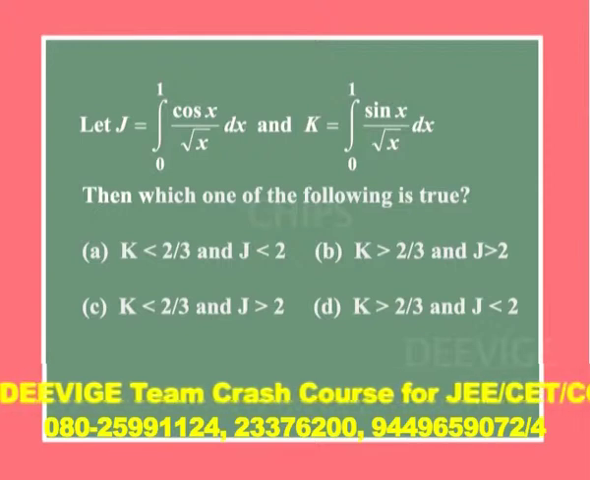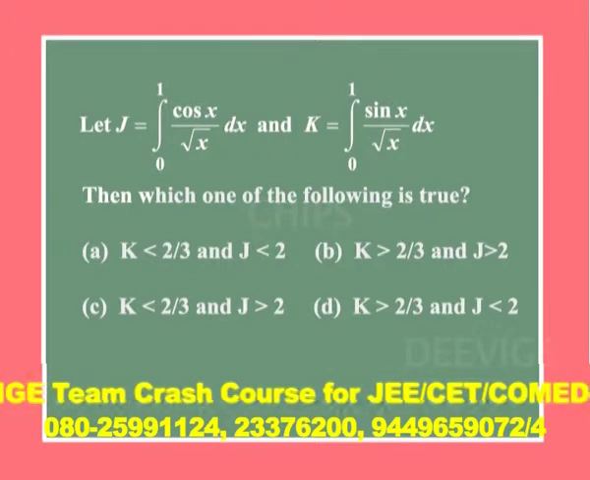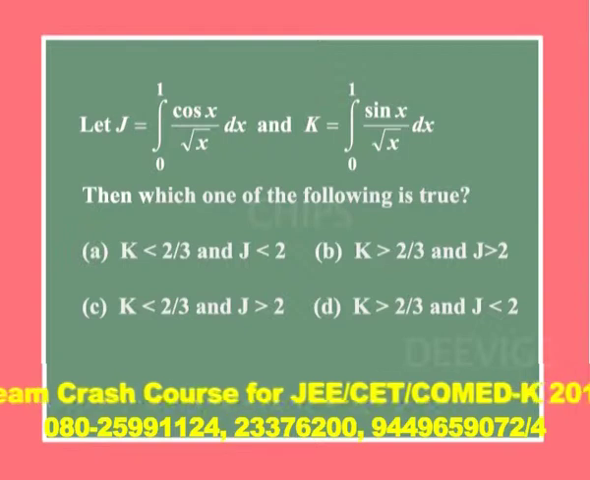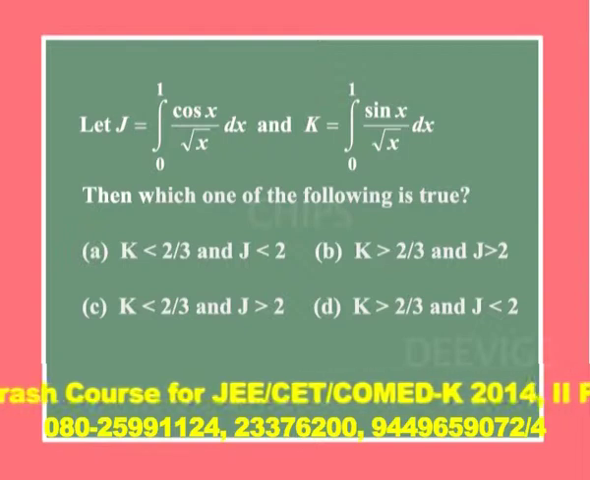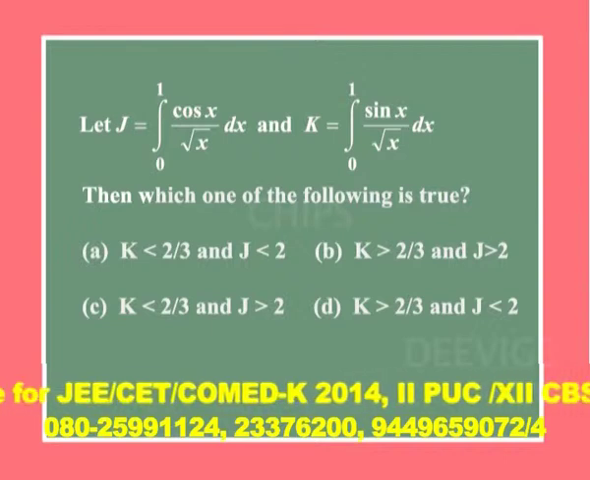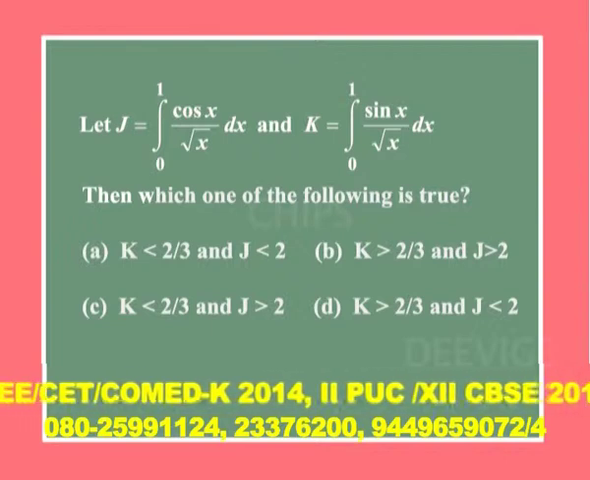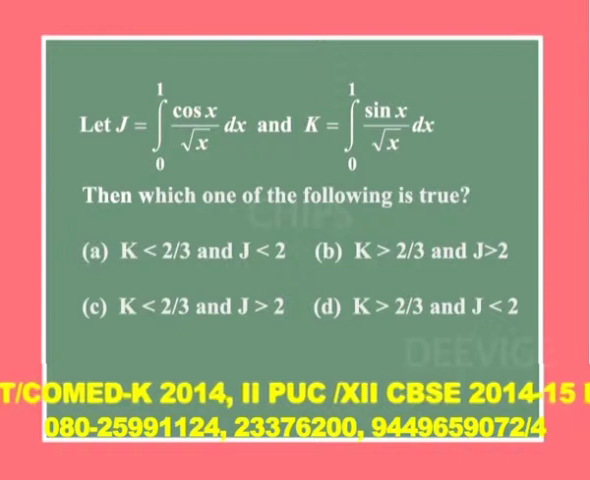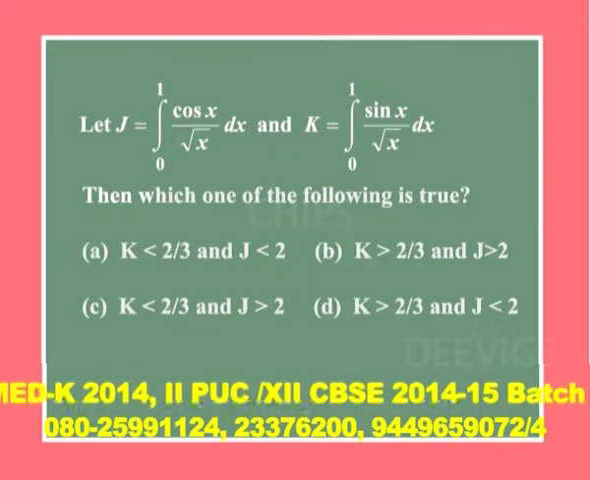The problem is like this. This is from the IIT entrance exam. Let j be equal to integral 0 to 1 cos x over root x dx and k be equal to integral 0 to 1 sin x over root x dx. Then which of the following is true?